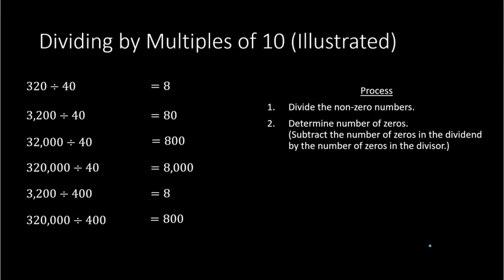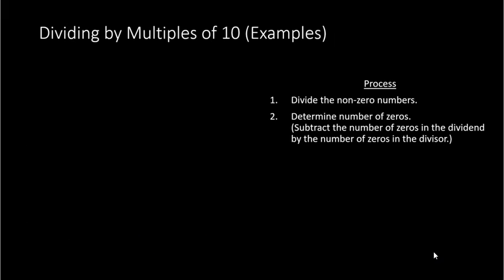Okay, let's do one more on this slide. Here we have 320,000 divided by 4,000. Again, we take 32 and divide by the 4. That gives you 8. Here we have 4 zeros, and over here we have 3 zeros. 4 minus 3 is 1. So we're going to have 1 zero, and your answer would be 80. So we did a bunch of examples, all with the same dividend and divisor components, 32 and 4.